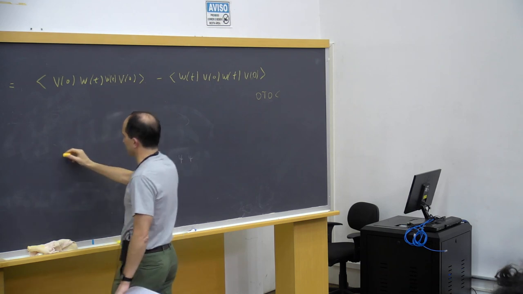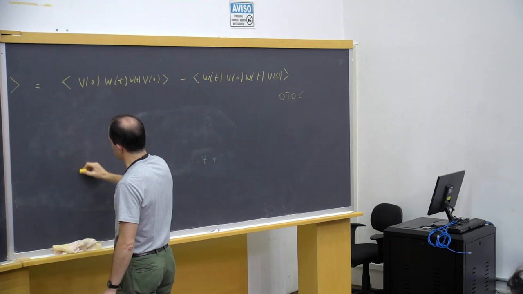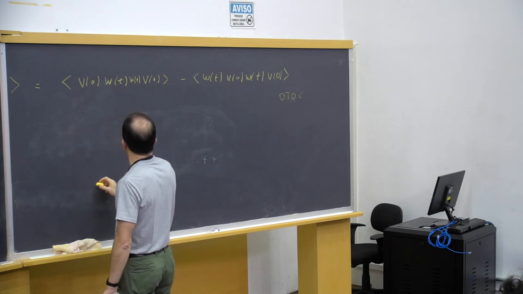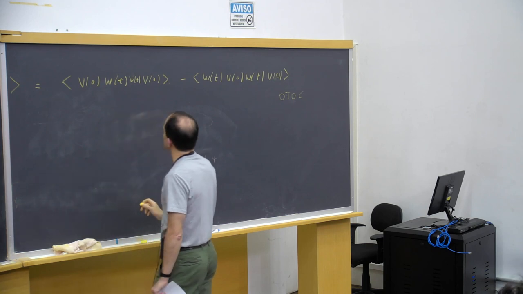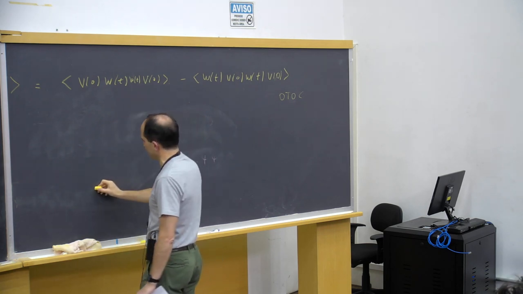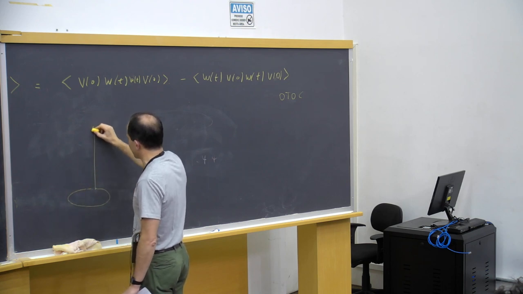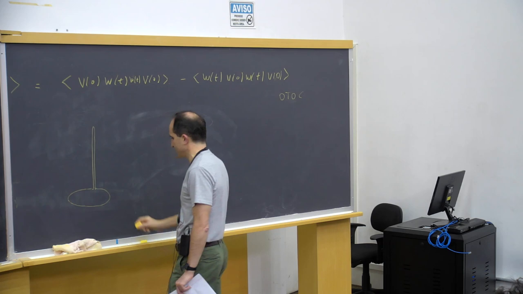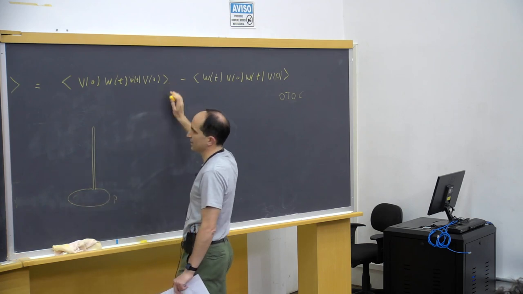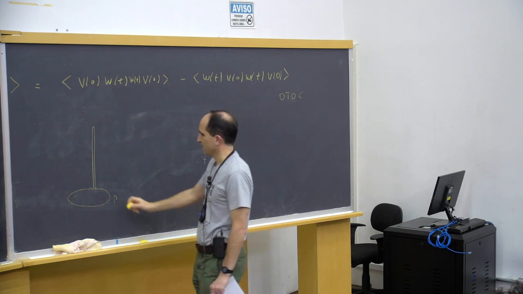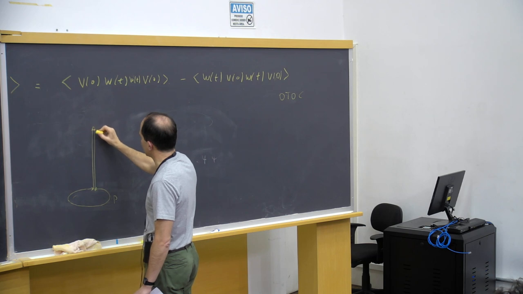So let's think about this. Here it's useful, if you want to compute this, let's say in the thermal ensemble, to think about the Keldysh contour type calculation that I was asked about in the morning. So we have the Euclidean time evolution that is related to the fact that we are computing this at some temperature. And then we have some operators here, and then some operators here in the future.